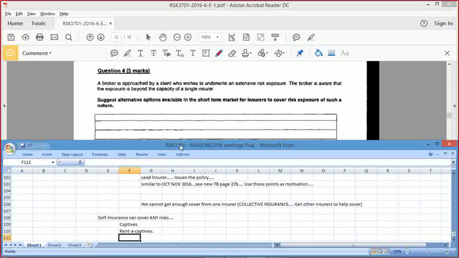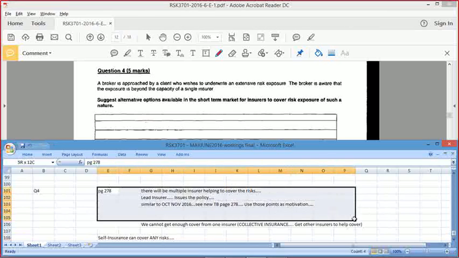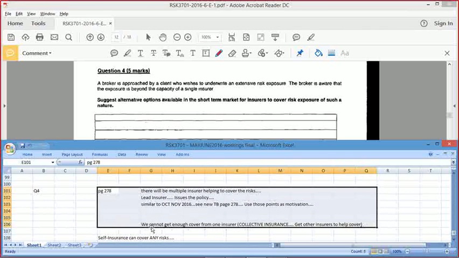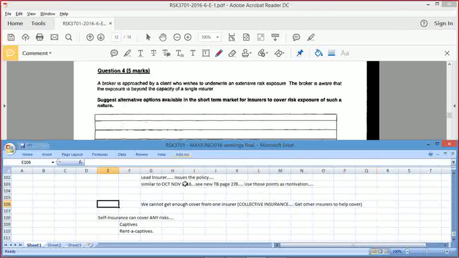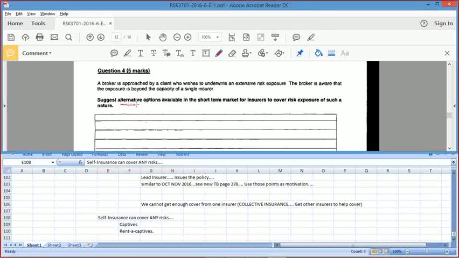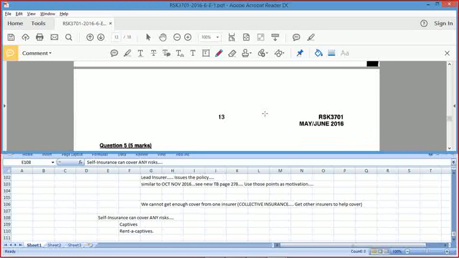I don't know where they're going to be allocating the 5 marks because they just said suggest alternative options. So an alternative option would definitely be the lead insurer, collective insurance. And an alternative option would be to self-fund it yourself. If it's too big of a risk to cover by one insurer, then you might have to self-fund it yourself. That's just something to consider as an alternative. So an alternative would be to self-insure it. Okay. Number five.